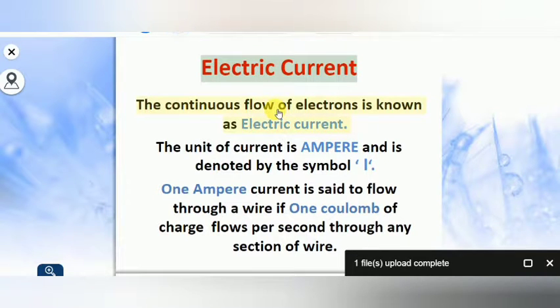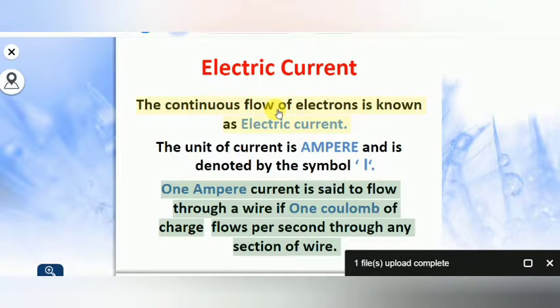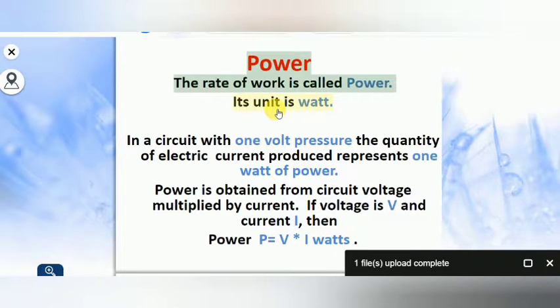Electric current. The continuous flow of electrons is known as electric current. The unit of current is ampere and is denoted by the symbol I. 1 ampere current is said to flow through a wire if 1 coulomb of charge flows per second through any section of the wire.